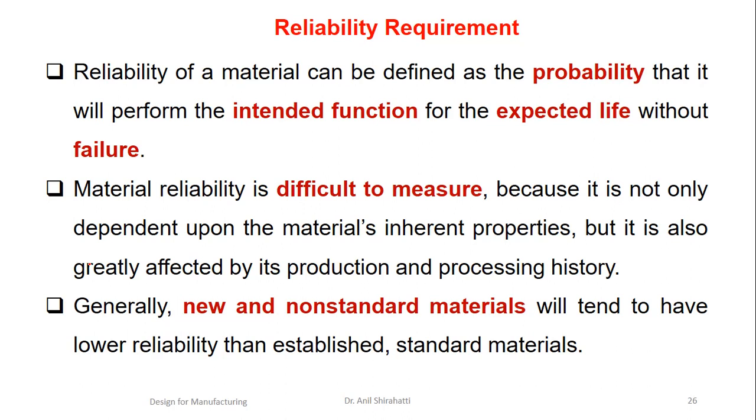Material reliability is difficult to measure, because it does not only depend upon the material inherent property, but it is also greatly affected by its production and process history. Generally, new and non-standard materials will tend to have lower reliability than the established and standard materials. Also, the creep test is the testing with respect to time at either room temperature or high temperature. This test will give an idea of reliability of that material with respect to time. But if you see the testing time, it will go from 1 month till 6 years of continuous testing.